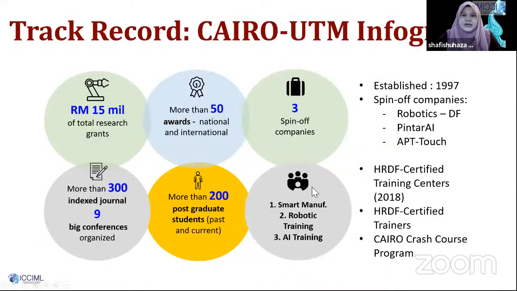So here I show you the track record of CAIRO UTM throughout the years. We were established in 1997, and throughout the years, we have collected around 15 million total research grants, more than 50 national and international awards. There are 3 spin-off companies among our members. We have published more than 300 indexed journals, organized 9 big conferences like this one, and to date, we have more than 200 postgraduate students.